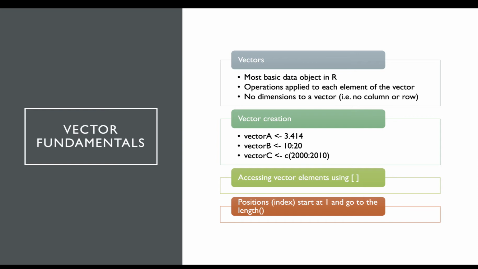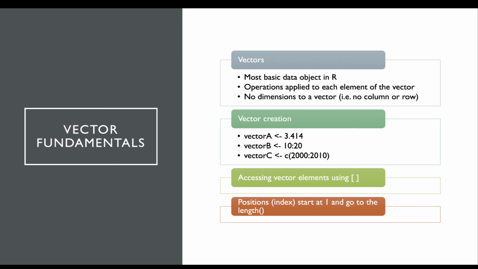The thing to keep in mind is that vectors can hold multiple data elements, but those data elements all have to be of the same type. Any operation performed on a vector is applied to each element of the vector. There are no dimensions to a vector in the sense that there are no columns or rows. Vectors are basically a sequence of multiple data elements.